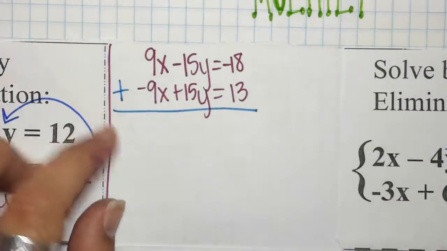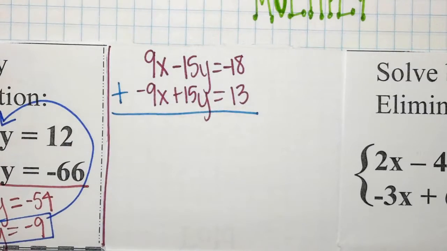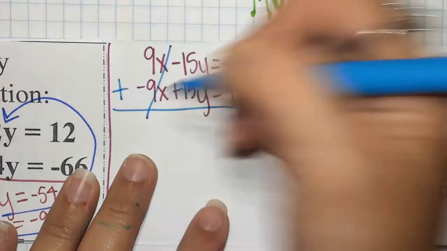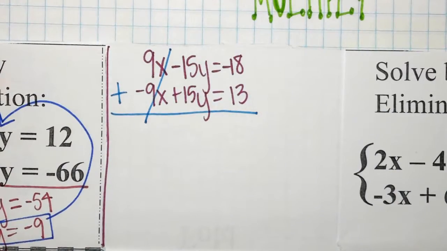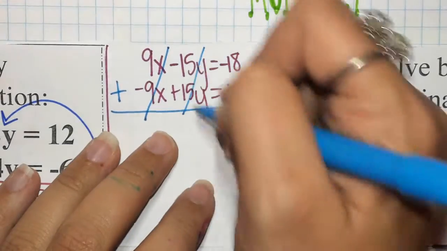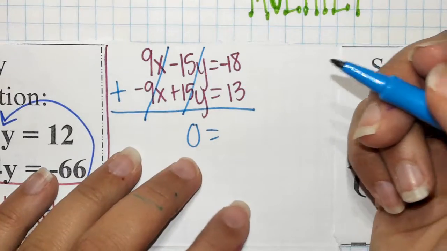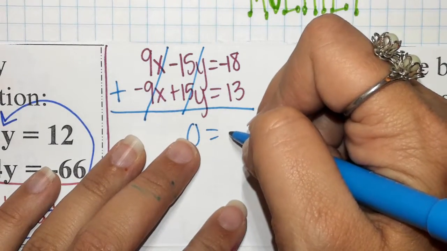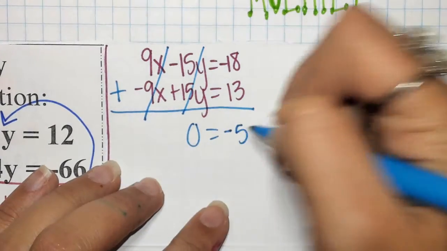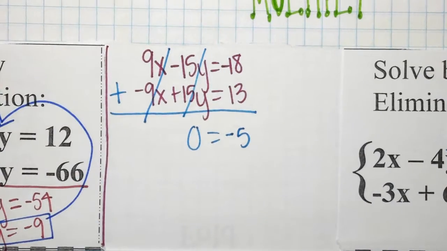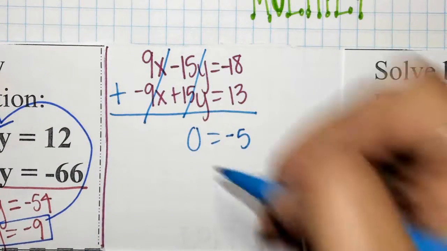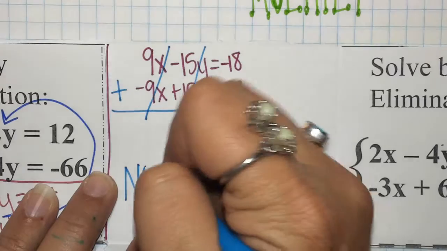Yes. Alright, what's 9x plus a negative 9x? It cancels. What's negative 15y plus 15y? So we're left with 0. And what's negative 18 plus 13? Negative 5. Yes. Look at you go. Does 0 equal negative 5? No. What's the answer? No solution.